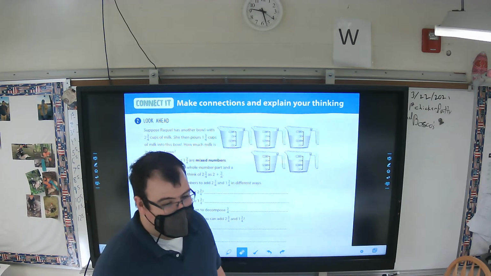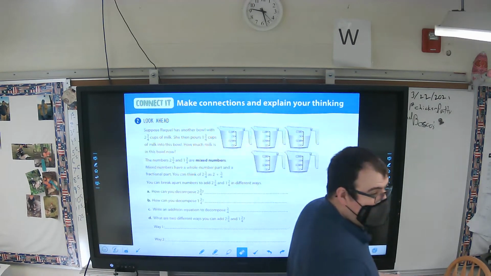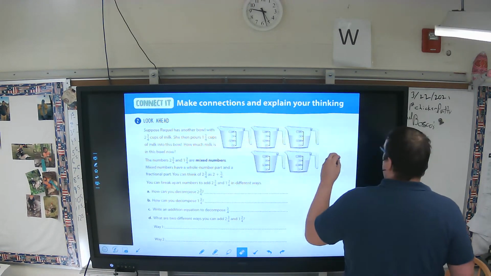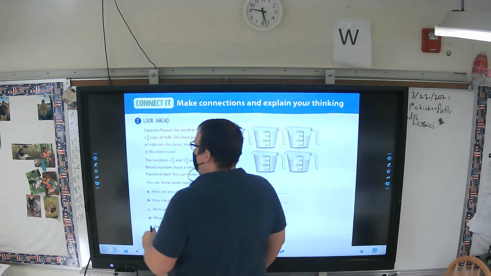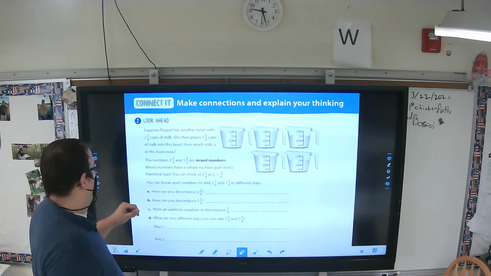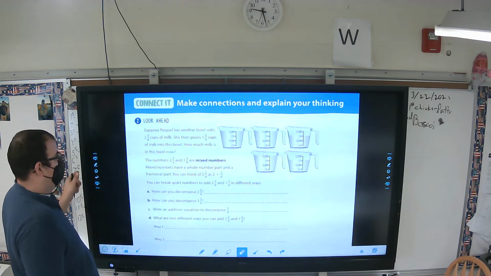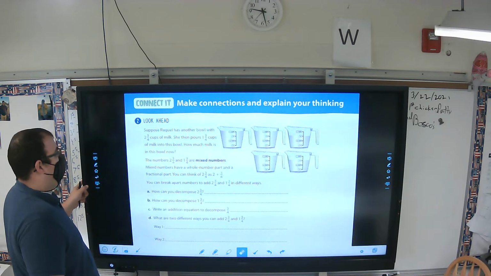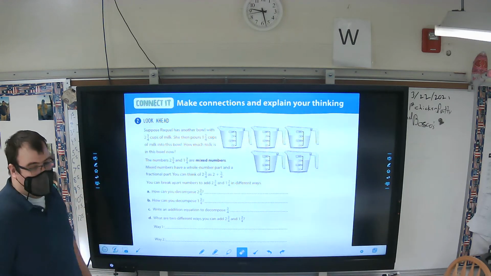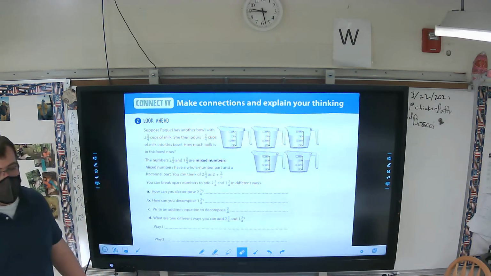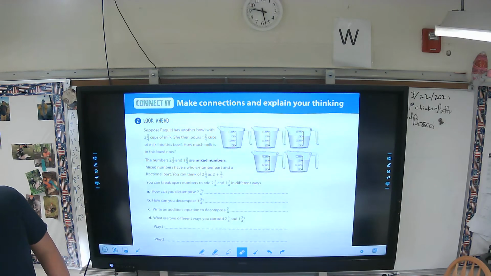Chris? 1 cup, right? She has 2 3/4 cups. No, I'm sorry. She's not pouring it out. She's pouring more milk in. She has 2 3/4 cups. She adds another 1 3/4. What are we actually doing here? Adding.